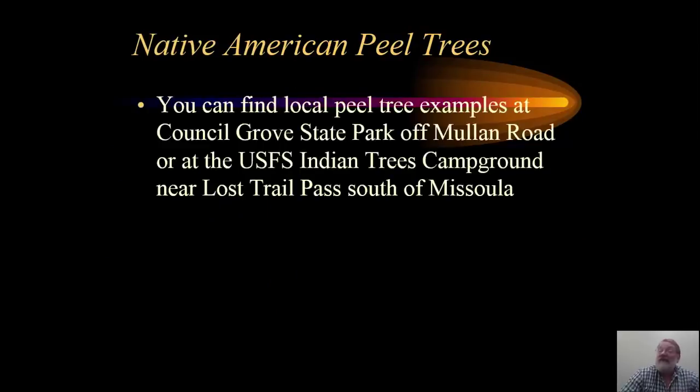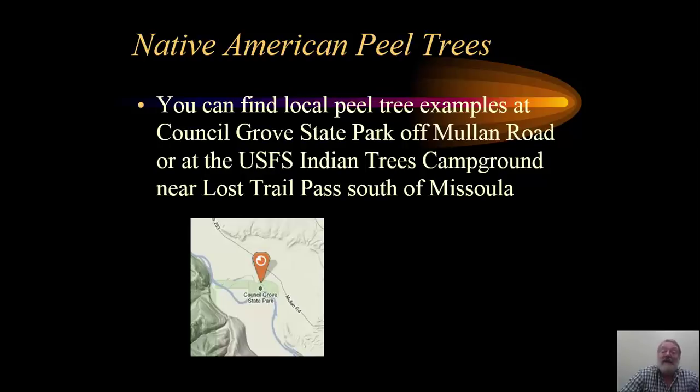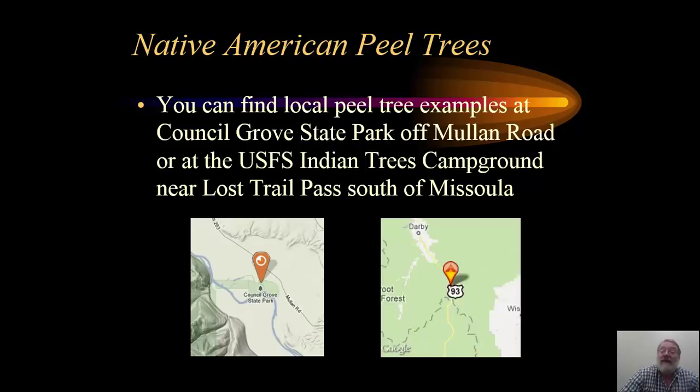You can find local peel trees if you go to Council Grove State Park off of Mullen Road, just west of Missoula. You can also head south of Missoula to Lost Trail Pass. There's a Forest Service campground called Indian Trees. Why is it called that? Because there's a whole concentration of Indian peel trees that were there.